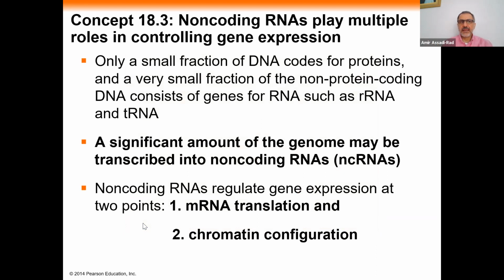Okay, you already saw that. Non-coding RNAs play multiple roles in controlling gene expression. Only a small fraction of DNA codes for proteins, and that was surprising in 2003 when they sequenced the human genome. Only a small portion of the DNA codes for all of the proteins possible in humans, and a very small fraction of the non-protein-coding DNA consists of genes for RNA such as rRNA and tRNA. A significant amount of the genome may be transcribed into non-coding RNAs. Non-coding RNAs means RNAs that are not responsible for making any protein molecules. You remember the three-nucleotide unit on mRNA is called a codon. That's what we're talking about.